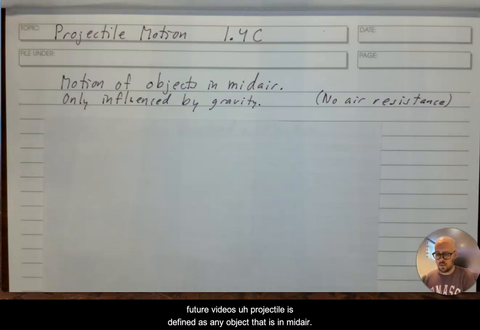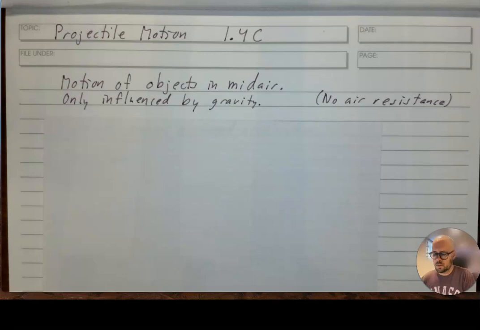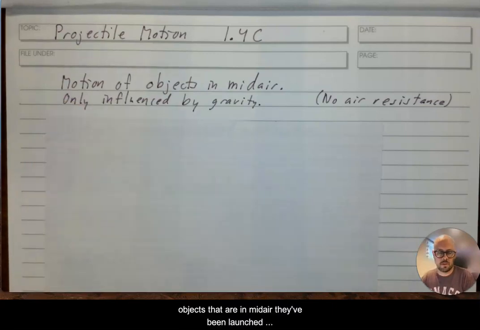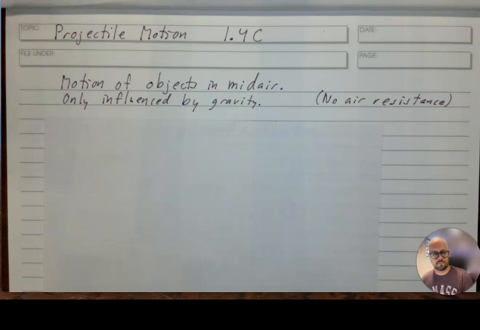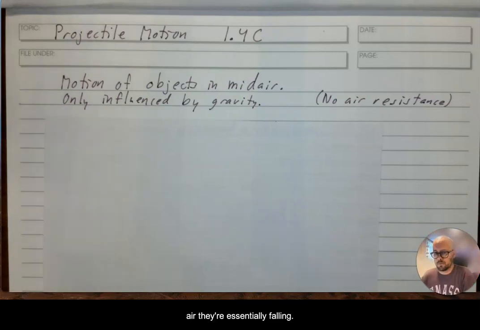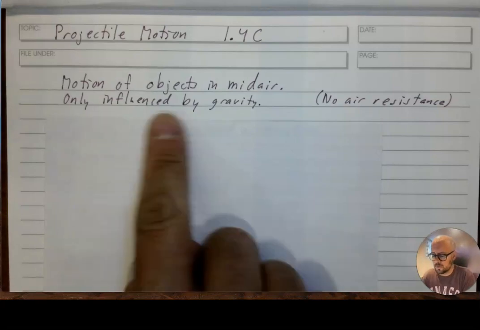Projectile is defined as any object that is in midair, and so projectile motion is the describing of motion of objects that are in midair. They've been launched somehow, whether they were let go, thrown into the air, fell off something, and they're just flying through the air. They're essentially falling. They are only influenced by gravity.